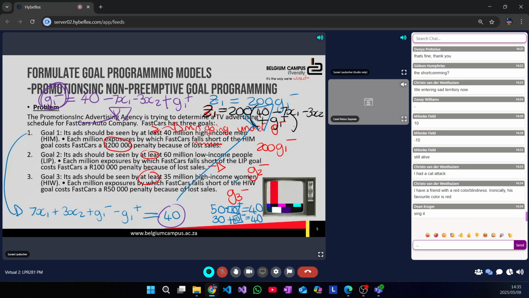No, because we always have to take everything to the left of the equal sign. Do you remember that? Take it to the left, take it to the left, Jamil.